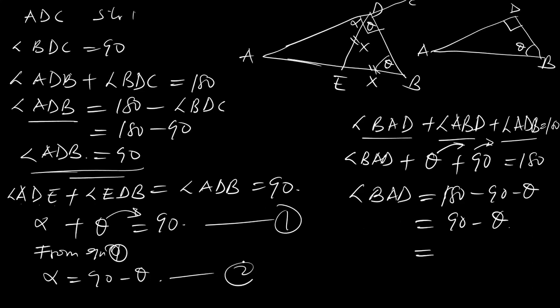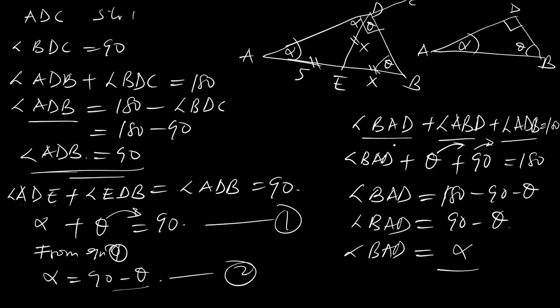And from this equation 2, alpha is equal to 90 minus theta, so we say angle BAD is equal to alpha. So here you have alpha. If you put alpha here, that means here is 5. This is also an isosceles triangle because the base angles are equal. So here will be equal to this place. Now you have here is x, here is 5. So x is equal to 5. This is the final answer. So x is equal to 5.